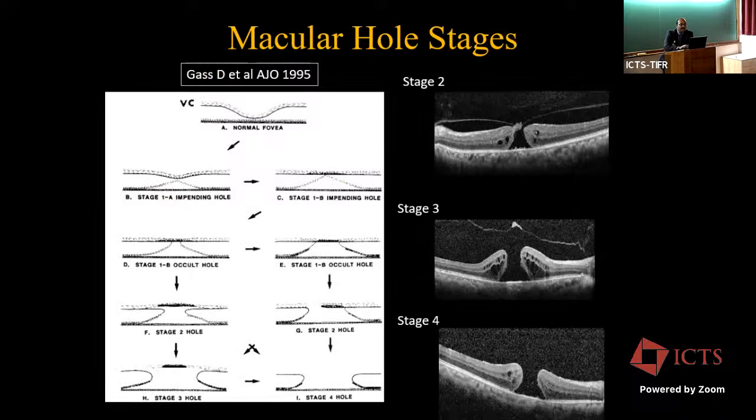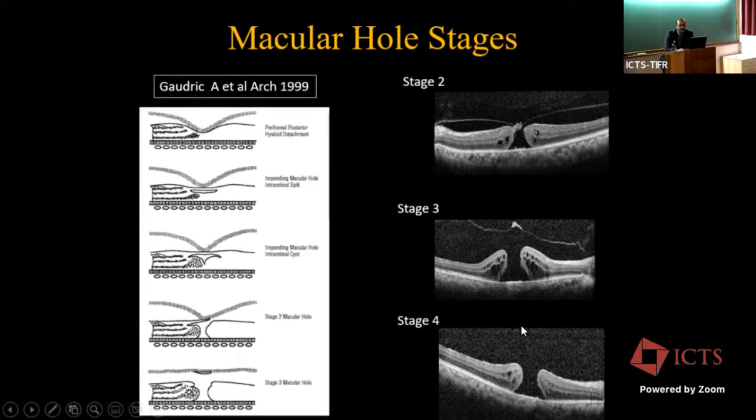You can see this is the original Gass staging of 95. Came in, and in stage 2, the vitreous above is just pulling, tugging at that edge of the macula. Stage 3, this is broken and there's an operculum here. Stage 4, you find it's a full thickness macular hole.